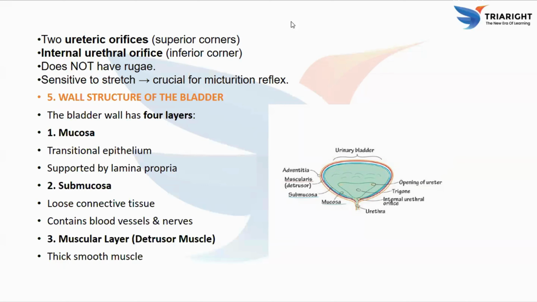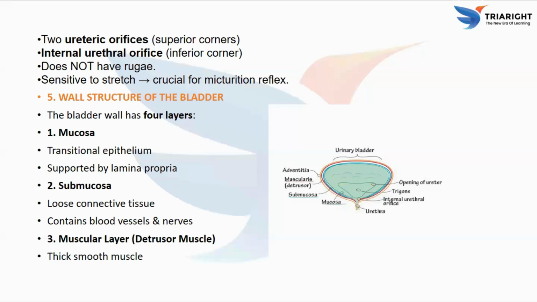So I have already told you this trigone, it has 2 ureteric orifices and the internal urethral orifice. So coming to the first bladder wall layer, which is mucosa. So mucosa, it's the innermost layer, right? So it is made up of transitional epithelium, which is also called the urothelium.